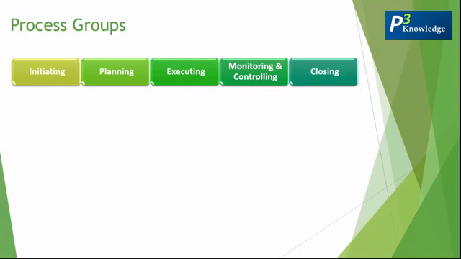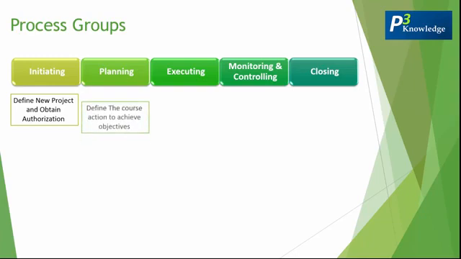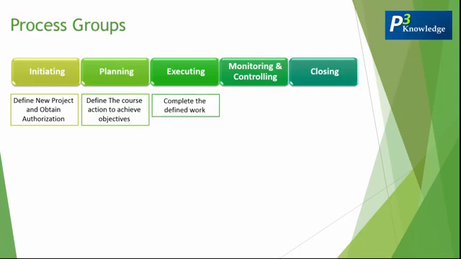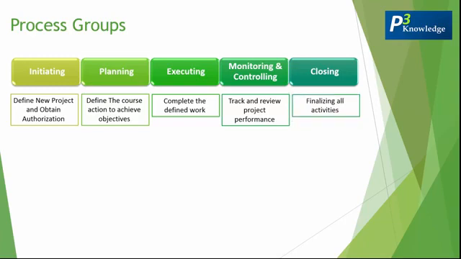When we're talking about initiating, it's all about defining a new project or phase and obtaining authorization. Planning is about defining the course of action that has to be taken in order to achieve the project objectives. Executing is about implementing that course of action in order to complete the defined work. Monitoring and control: track and review project performance by monitoring the actual performance against the plan. Closing is all about finalizing all activities within the project.